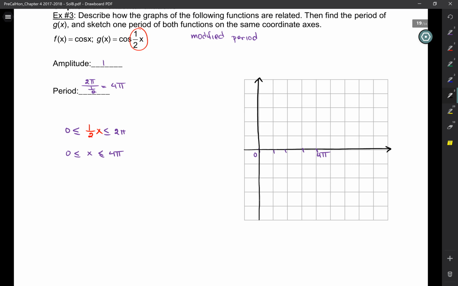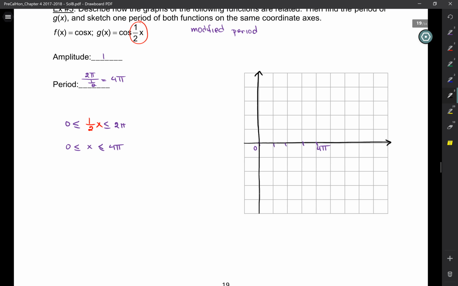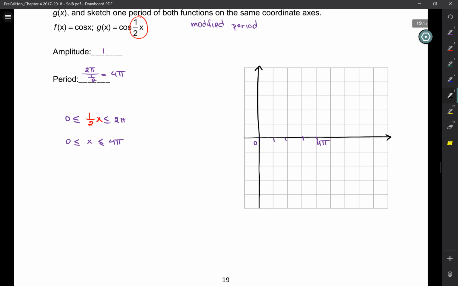Now, let me show you something here. Once you've solved this inequality and you got this, how much is the length from the initial to the final point? 4 pi. How much did you get for your period? Those need to be consistent. Okay? Now, can you do that with sine too? Yeah. So now, this is 2 pi in the middle, and 1 pi, and 3 pi. Okay?